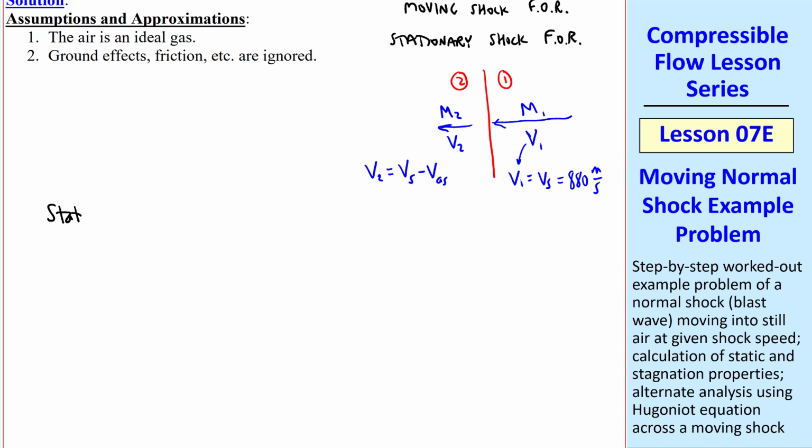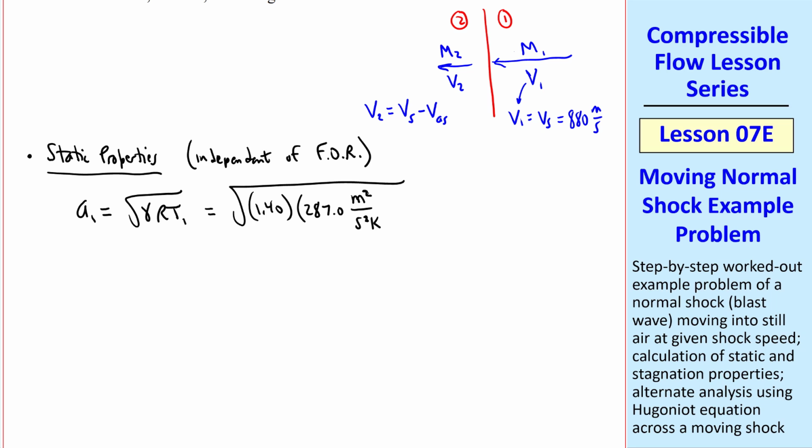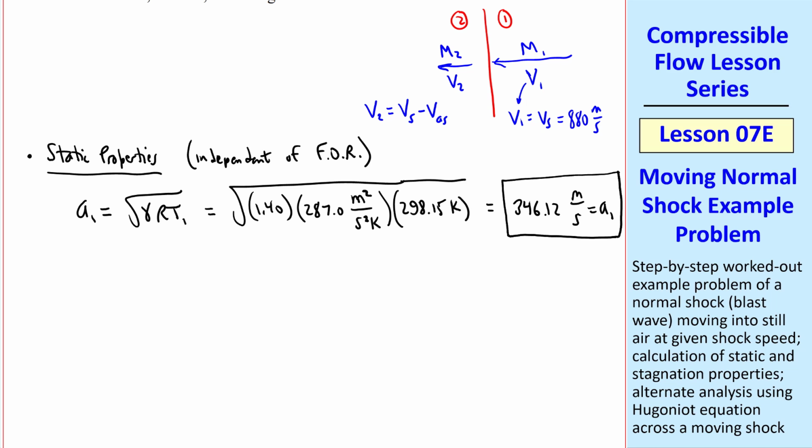Let's work on the static properties first, since, as you may recall, they are independent of frame of reference. Speed of sound A1 is the square root of gamma R T1, and we're using air, so gamma is 1.40, R for air is 287 meters squared per second squared K, and T1 is 298.15 K. This gives us 346.12 meters per second. This is the speed of sound in front of the shock.